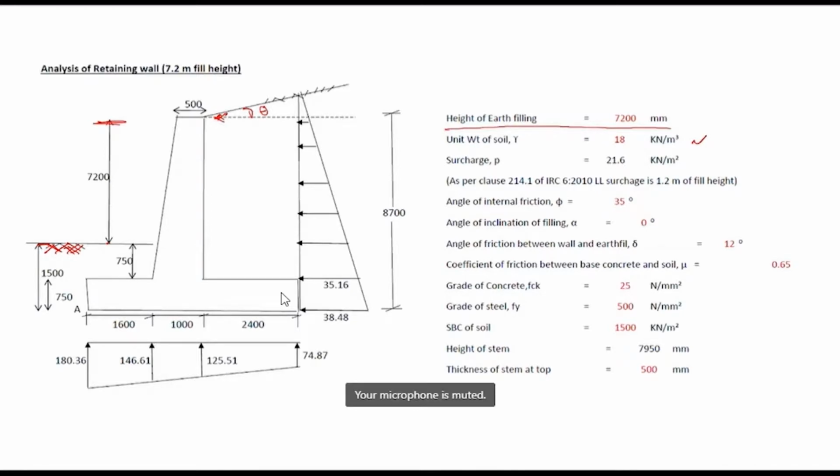Now we will also calculate the surcharge weight over here. This is the surcharge. As per clause 214.1 of IRC 6, the surcharge is taken as 1.2 meter fill height. Angle of internal friction is, suppose, 35 degrees. Angle of inclination of fill is 0. That means the fill is horizontal.